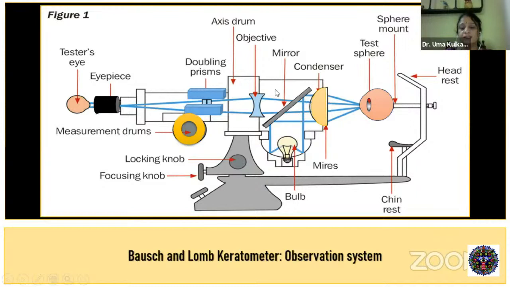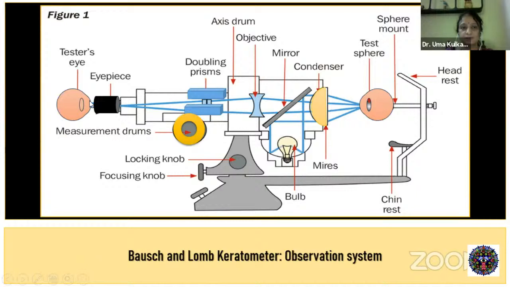And the doubling prisms, we know the reason why we are using the doubling prisms, because they need to split this image of the mirror into two. And only when we change the distance between the two and align them side by side, we are getting the readings of the radius of curvature. So, and here is our eye. The rays of light from each doubling prism, the image of this passes into our eye and we see two images over here. This is the observation system.